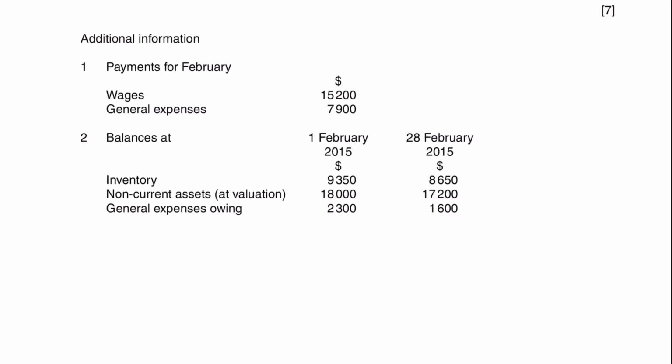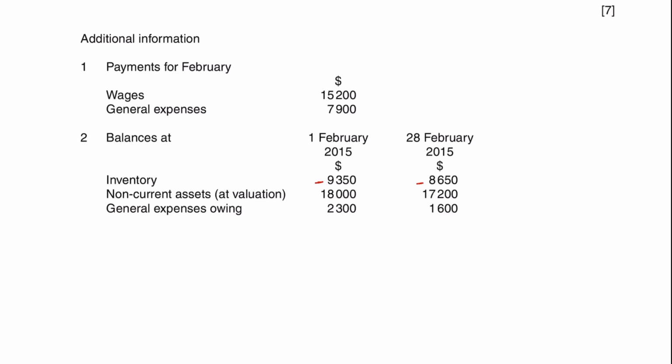So now let's start. In this we have some additional information that is given, where payments for February are given, such as wages, we paid general expenses, and then we have the opening balances for Feb 2015, and then we have the closing balances for Feb 2015. We have the opening inventory, 9,350 is the opening inventory and 8,650 is the closing inventory. Why is it closing? Because it is mentioned on the last date of the month, which are the closing balances.